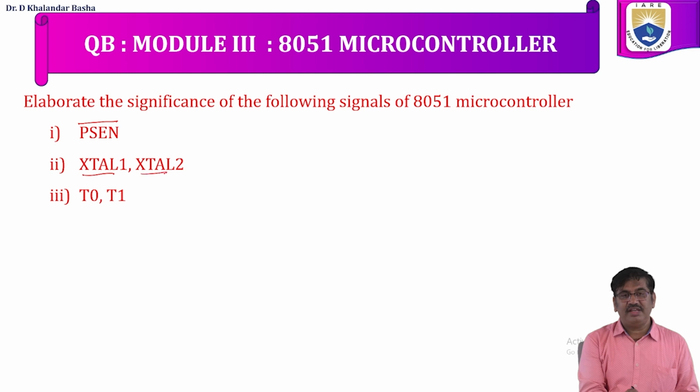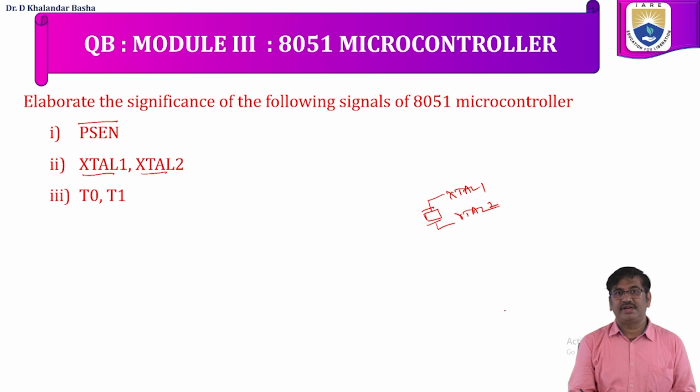Next, XTAL1, XTAL2. Between XTAL1 and XTAL2, we are going to connect a crystal oscillator where the required clock pulses will be generated for the microcontroller between these two pins. Next one is T0, T1, which are timer inputs for timer 0 and timer 1.